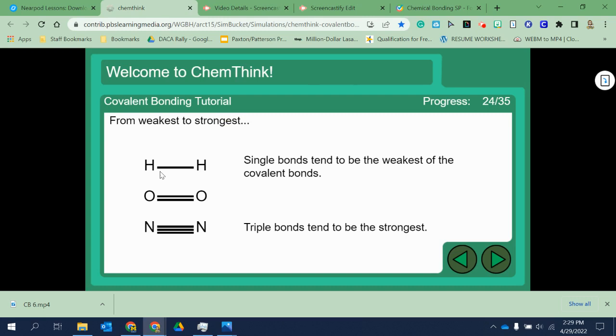Right, and these are from weakest to strongest. Single bonds tend to be the weakest of the covalent bonds. Triple bonds tend to be the strongest of the covalent bonds.